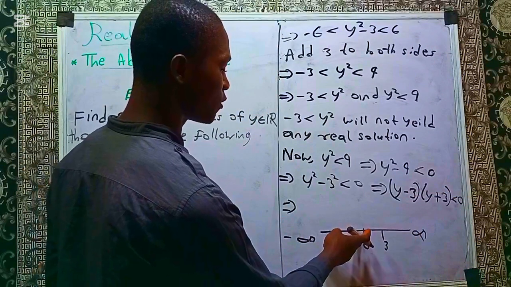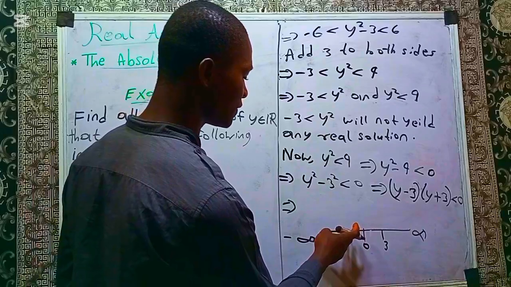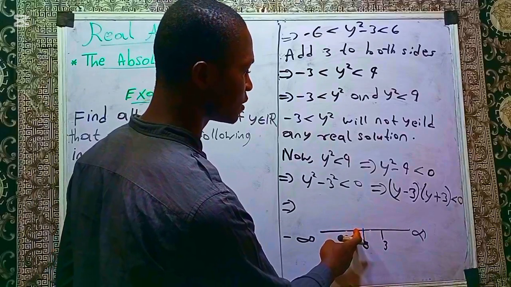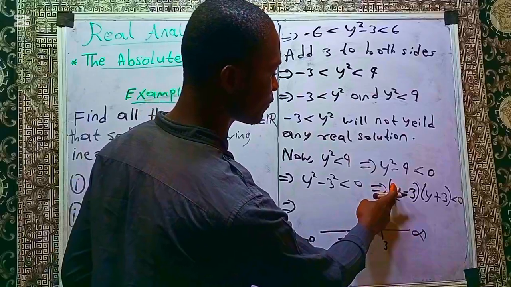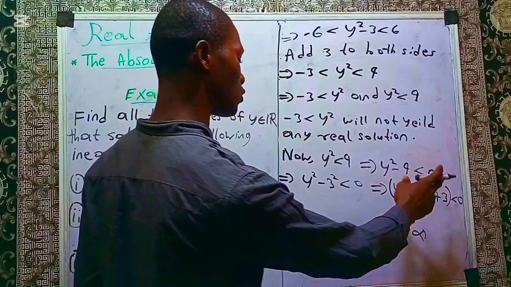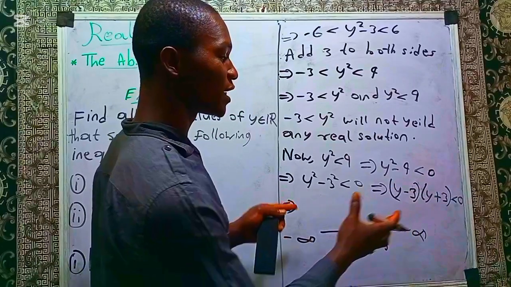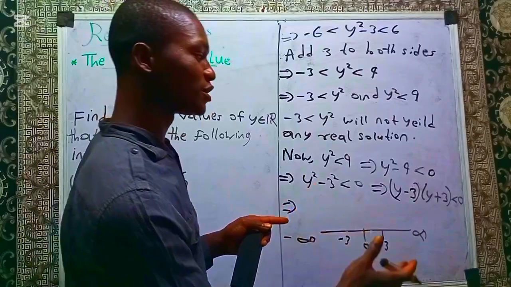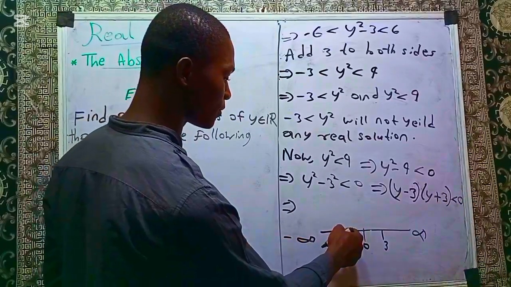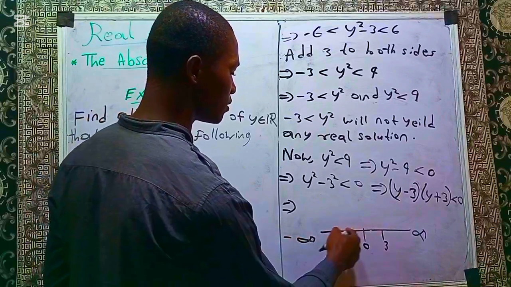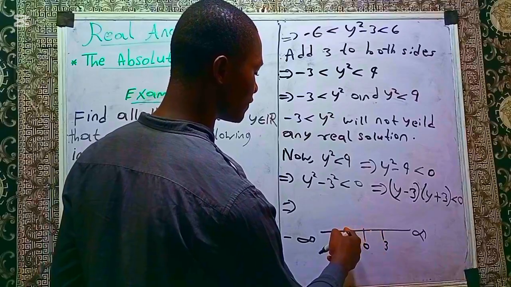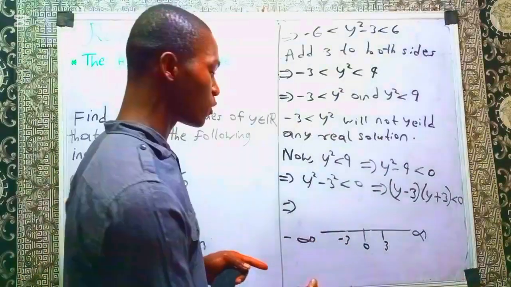Then pick a number between negative 3 and 0. Let me say negative 1. If you put negative 1 here, you are going to get negative. Put negative 1 here, you are going to get positive. So negative multiplied by positive, you get negative. Inequality will be satisfied. So all the numbers between negative 3 and 3 will satisfy the inequality.